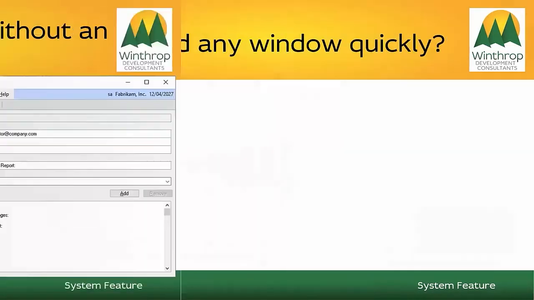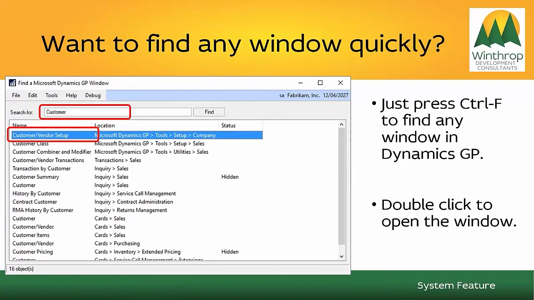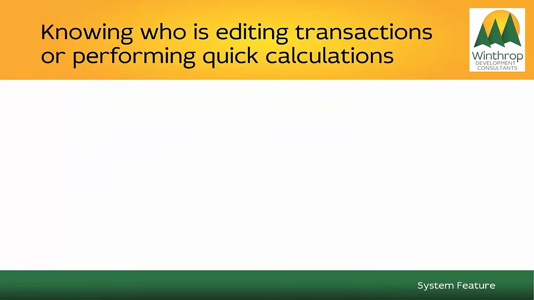If you want to find any window quickly, and I know that Sean loves this one, just press Ctrl+F and it'll bring up the Find Dynamics window. Type in something that you know, for example customer. It'll list all of the places that customer appears in the menus, and then you can find it. Really good because the actual navigation tree of GP is quite big and complex.